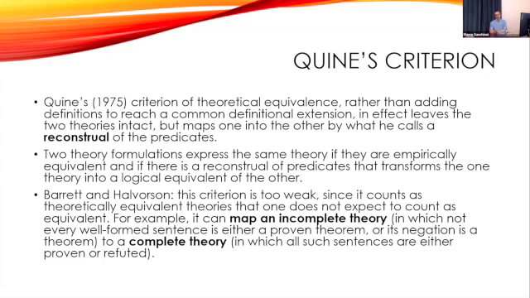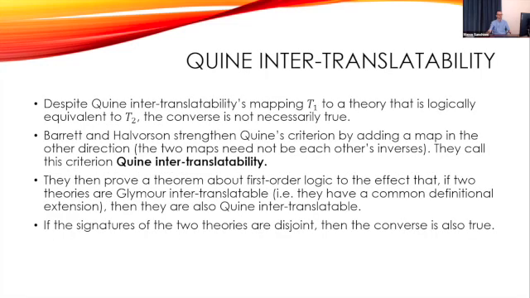But they notice that this criterion is too weak, because the problem is that it is not symmetric like Glymour's criterion was. This counts as theoretically equivalent theories that one does not expect to count as equivalent. They give a very simple example that you can map an incomplete theory into a complete theory. They compare two theories of which one has more sentences, and then you can map one into the other by forgetting that additional sentence. And you can do that because you don't need an inverse map in Quine's criterion. So they say, well, that is not good. That is not what we expect.